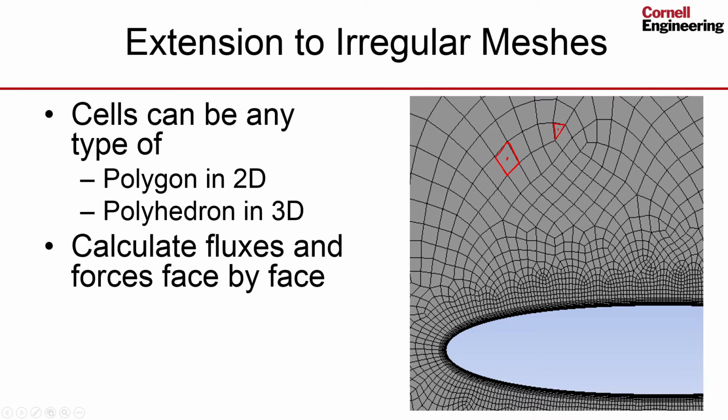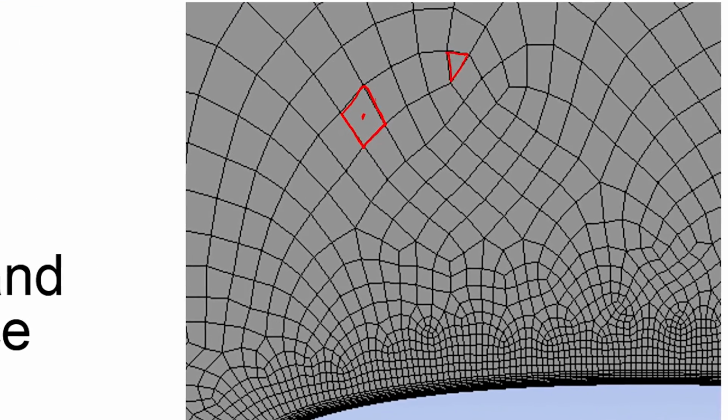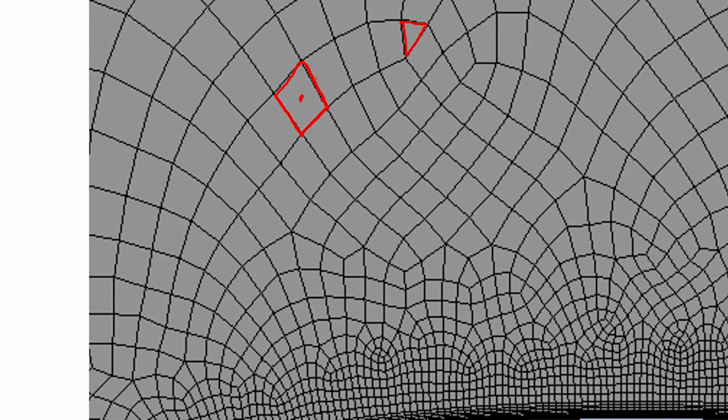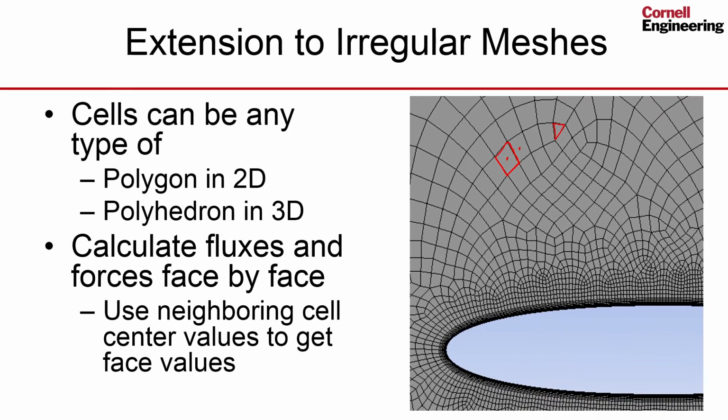For instance, to do the mass conservation over the cell, we would calculate the mass crossing this face, this face, this face, this face, and add that and set that equal to zero. And to calculate the mass crossing that face, we would interpolate between, say, the value here and the value at the neighboring cell center. This can be done in a couple of different ways. This would be called central differencing, and this is one way to do the interpolation. So we would use neighboring cell center values to get the face values, which is what we did in our simple example.